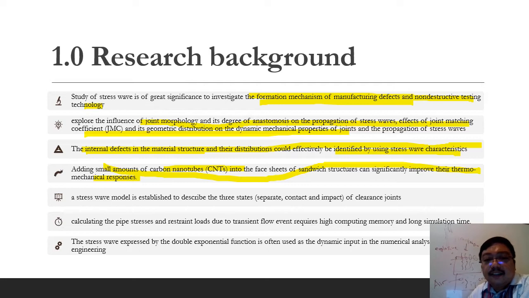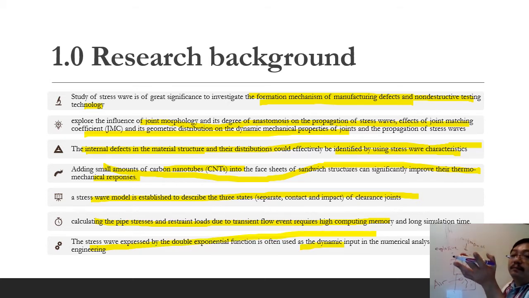Okay, and then the stress wave model is described by the stress wave in three states: separate, contact, and impact of clearance joints. Most of them talk about clearance in stress wave propagation. Calculating pipe strength and resistance load to transition load, and stress wave expressed in a double exponential function as dynamic input. So talking about that, many people are doing research on this addition and on this joining again of the carbon nanotube, and very few people study the cylinder itself, the square plate itself.